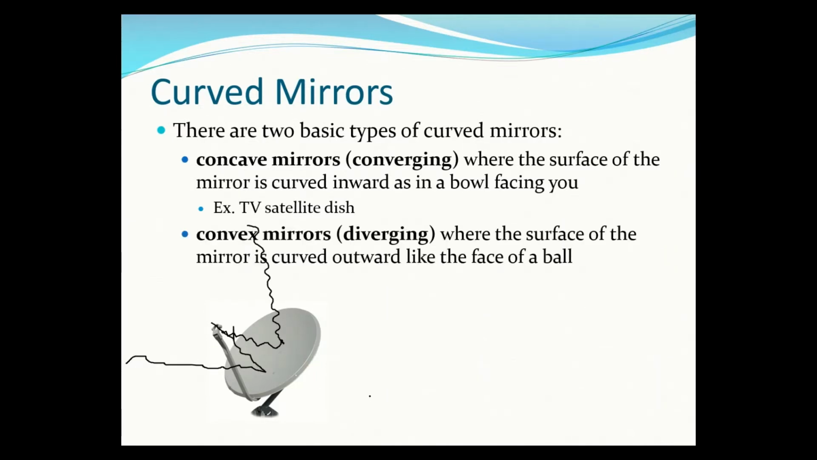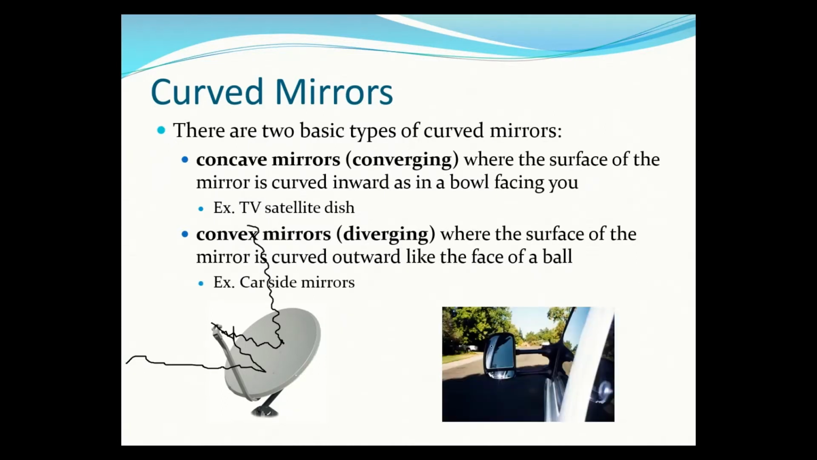Okay, the other type of mirror is convex mirrors, where the surface of the mirror is curved outwards like a ball. So the side mirrors, where it says objects in mirror may be closer than they appear, that allows you to see around corners a little bit better. So grocery stores sometimes have it in the corners where you can sort of see around the corners there. That's a convex mirror.